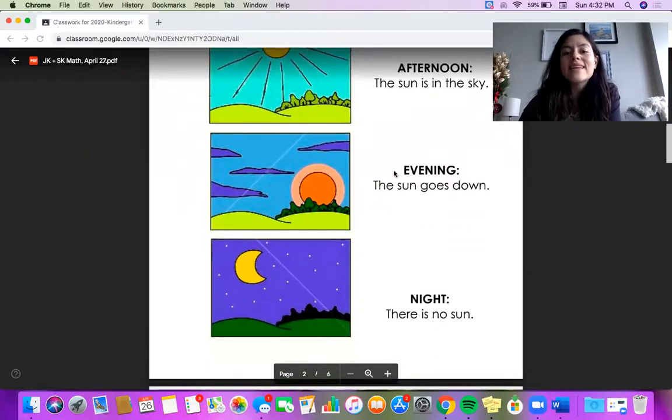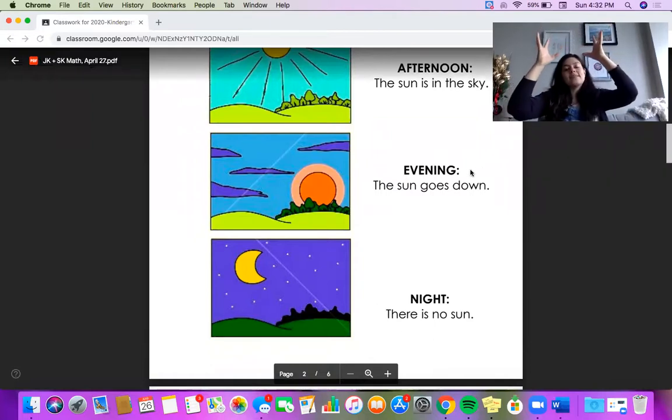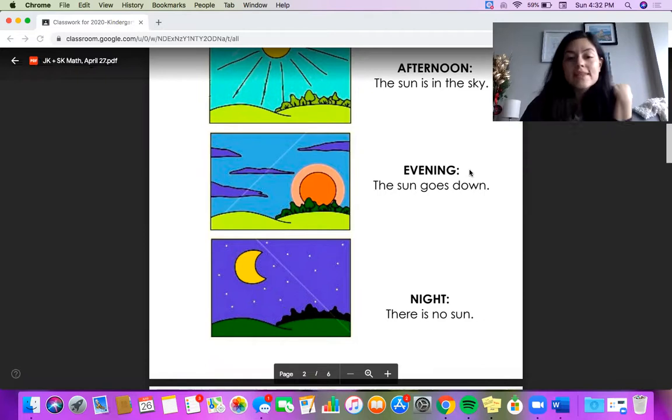Next, we have the evening. During the evening part of the day, the sun is going downwards. So in this picture, you see the sky is starting to look a little bit darker. The sun looks a little bit orange, and it's starting to hide again. But this time, it's not hiding because it's going up, it's going down.